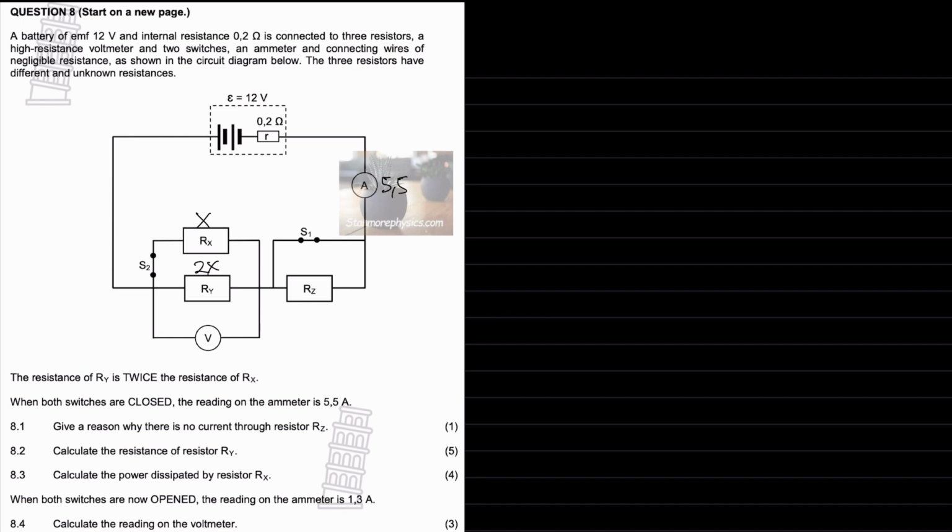Calculate the resistance of Ry. Now to calculate the resistance of Ry, the first thing I'm going to do is work out what my parallel combination is. And remember, since no current goes through Rz, the parallel combination is going to be the total resistance. So R parallel is going to equal product over sum. So 2x times x divided by 2x plus x. Let's simplify. So 2x squared divided by 3x. And then lastly, we can cancel the x, giving us 2 over 3x. So that's the parallel combination. That's the resistance of the circuit.